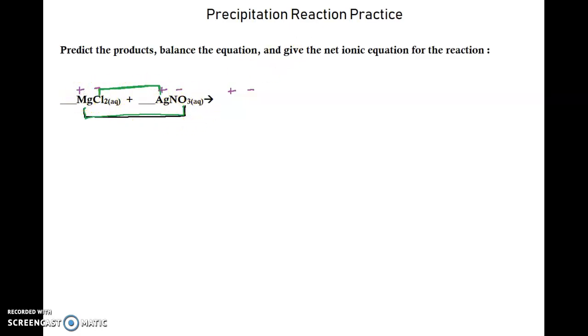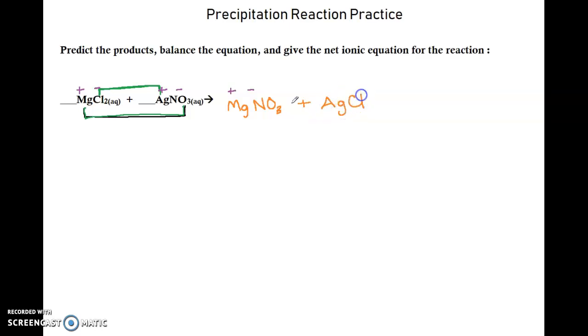So let's put magnesium with nitrate. It doesn't matter if I had chosen to do the other one first. There's no convention there, but you should list your positive one first. Magnesium with nitrate. Nitrate is a polyatomic ion. It does not come apart in a precipitation reaction. So just take your whole polyatomic ion and move it over here. And then plus, there we have silver. We list our positive one first.